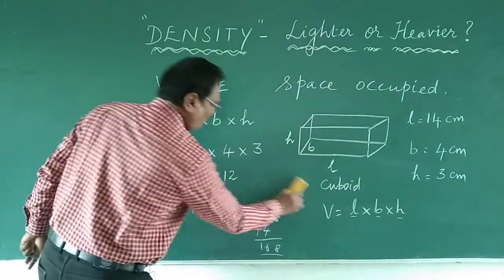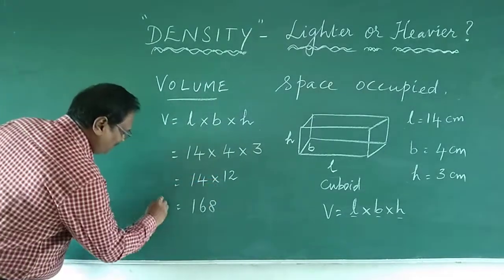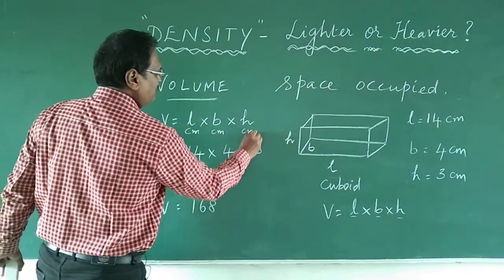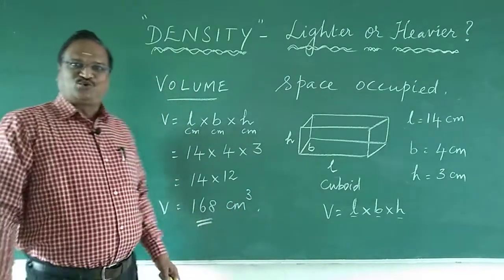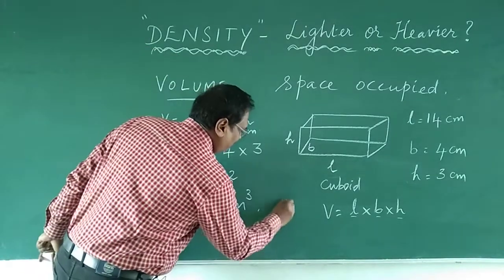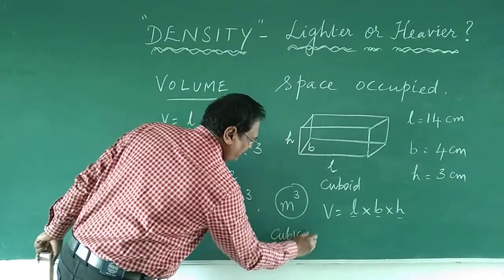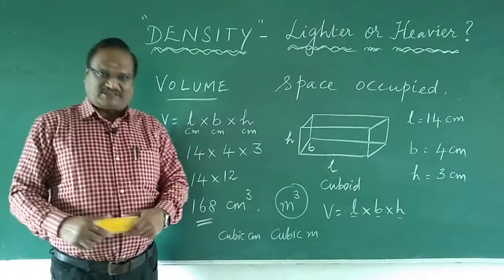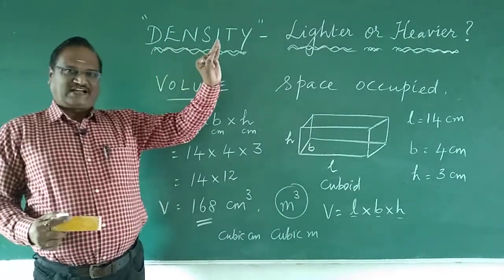Now, what is this 168? What is the unit of this? Volume is equal to 168 centimeter into centimeter into centimeter, centimeter cube. Centimeter cube is the unit of it. If it is in meter, the answer will come meter cube, or sometimes people will say cubic meter or cubic centimeter. Both of them are one and the same. Cube, because 3 values are there: length, breadth and height.